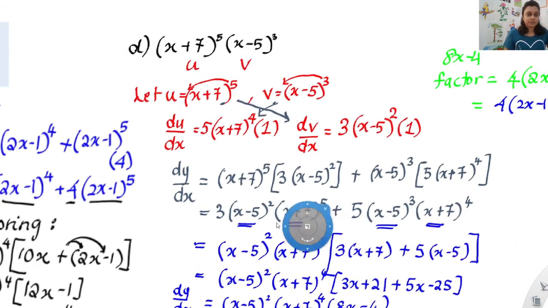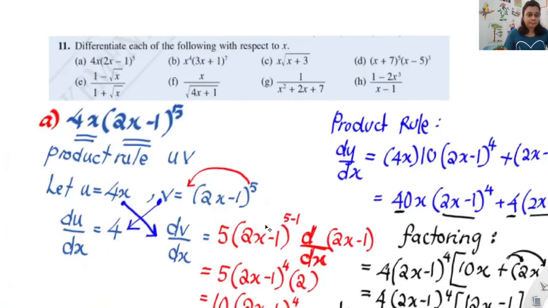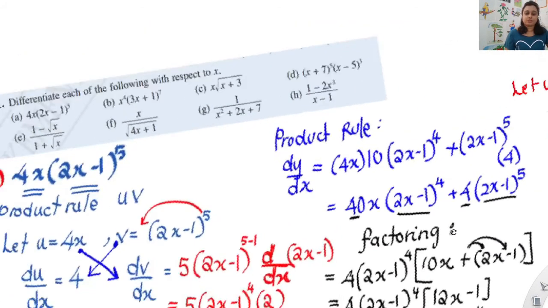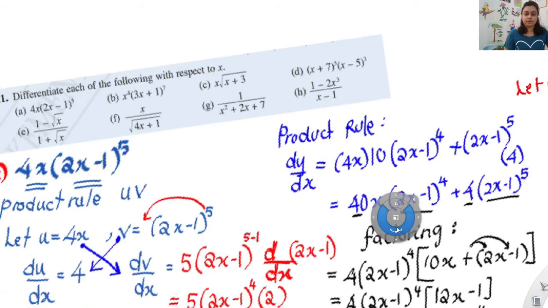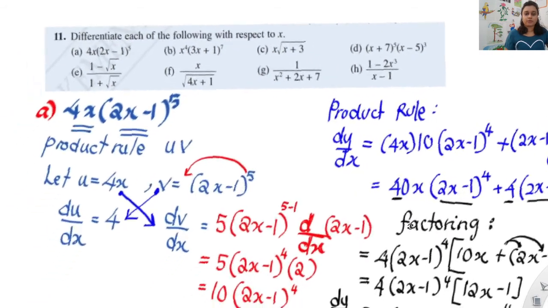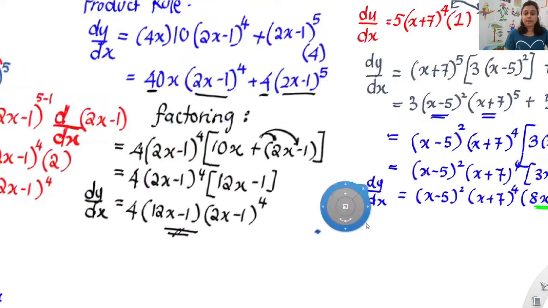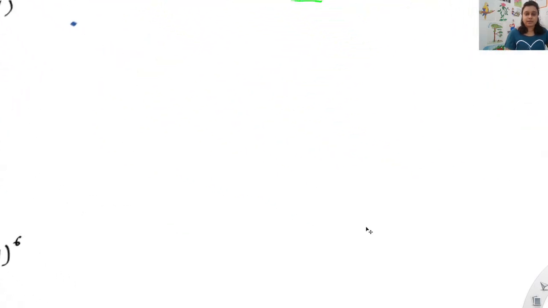Okay, 1 minute. Question E will be 1 minus square root x over 1 plus square root x. Okay, this one, rotation. I always wrongly press the rotation. Okay, so 1 minus square root x and 1 plus square root x. Okay, so let's do E.